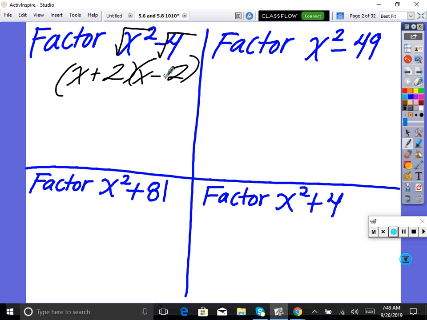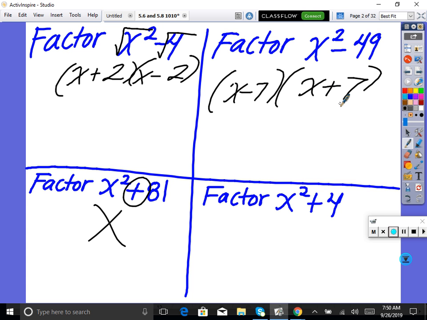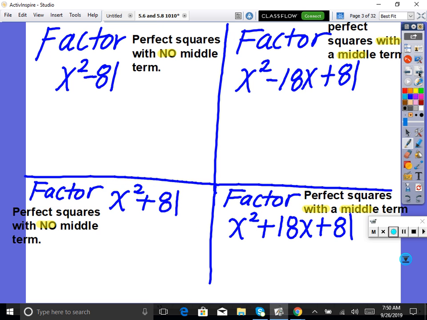Okay, great. Okay, what about this one right here? X squared plus 81. Can't factor because it's plus. You can't factor adding 2 perfect squares. How about this one? What would it factor to be? Good. X minus 7, x plus 7. Very good. Can I factor this? No. Adding 2 perfect squares cannot be factored. Okay, great. All right. So we've just seen.